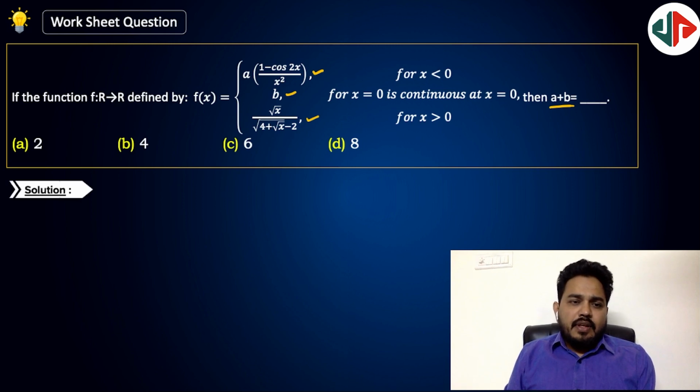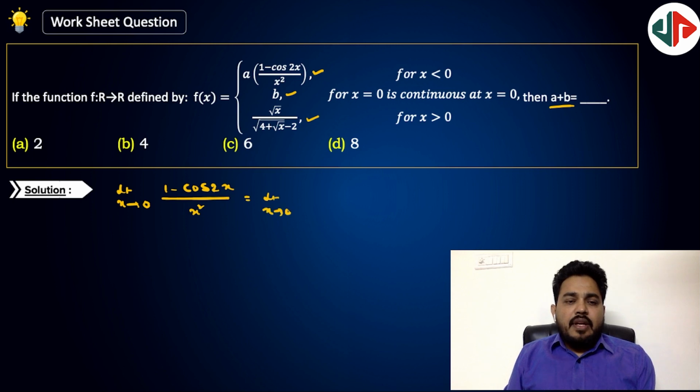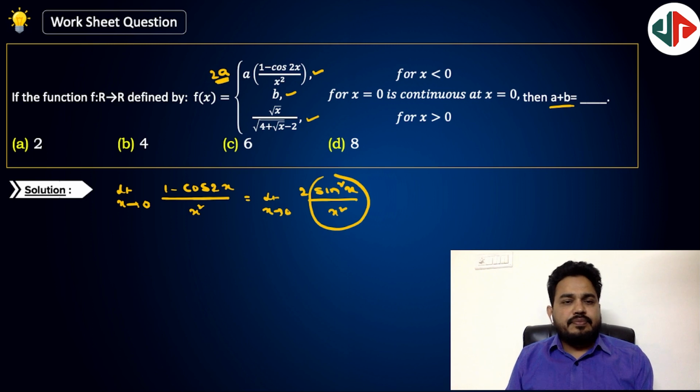Limit as x tends to 0 of 1 minus cos 2x by x square. What is this one? This is the limit as x tends to 0; 1 minus cos 2x is 2 sin square x by x square. So this value is 1. So the left hand limit is 2a. Left hand limit is equal to 2a.